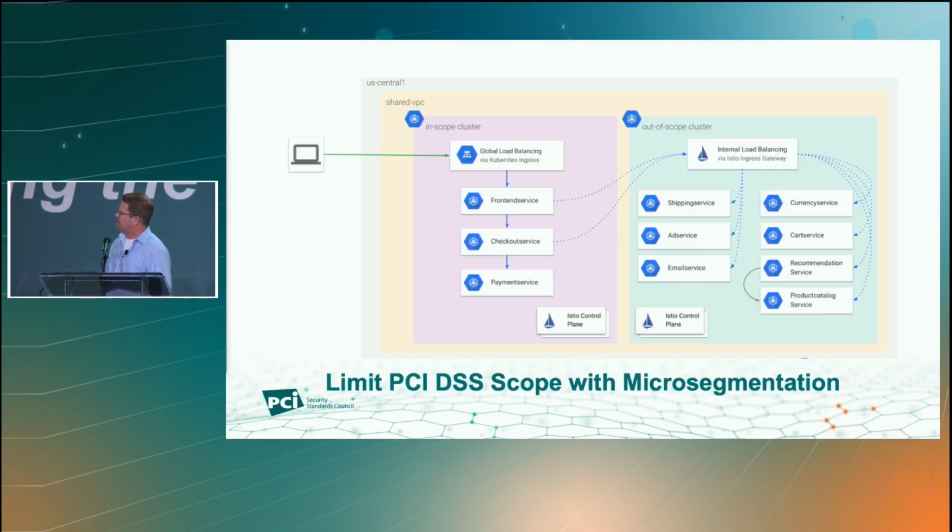So consider this example. With traditional network segmentation methods and traditional networking, all of these systems might be considered in scope because they're connected to the in-scope components. Now, in this case, Istio is the service mesh with the control plane that acts as the network security control to isolate and de-scope these non-payment related services.